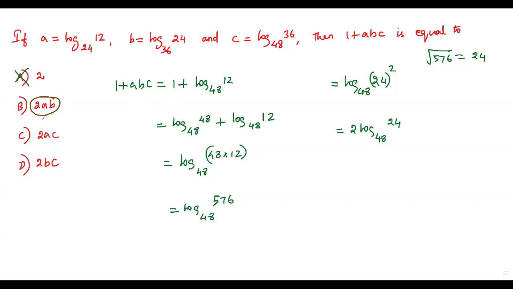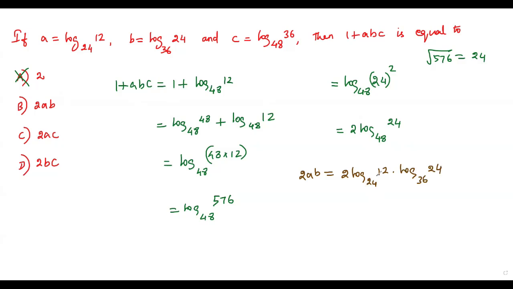Okay, now let me evaluate this 2 times A times B. Let me write it: 2 times A times B. We can write this 2 as it is. And for A, we know that it is log base 24 of 12. Let me plug that in, times for B, we have log base 36 of 24.